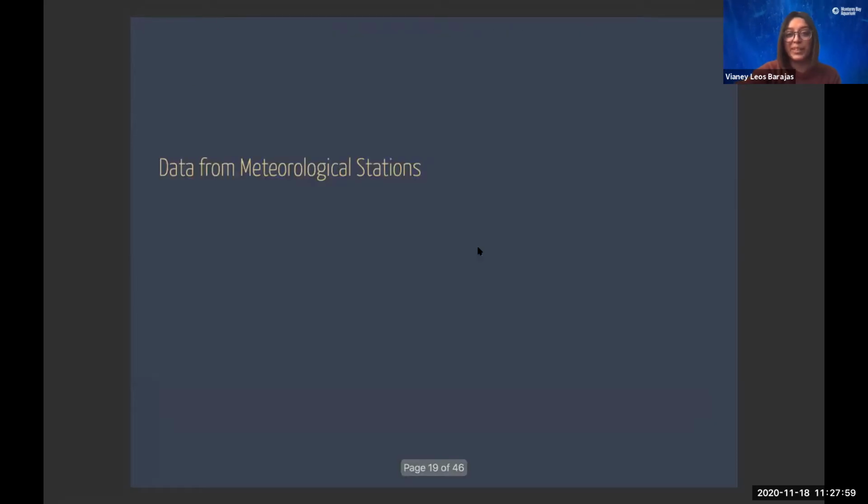But today we're here mostly so I can chat a little bit about weather data, which is also something that's quite new to me.